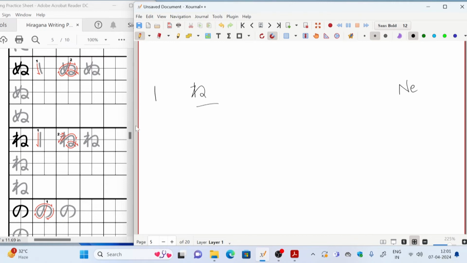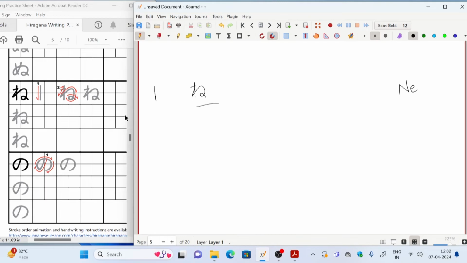Next is no. One stroke like this, and you can also write it like this. This is no. So twist it from here and it goes like this.